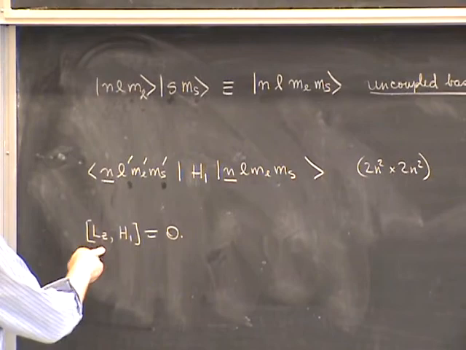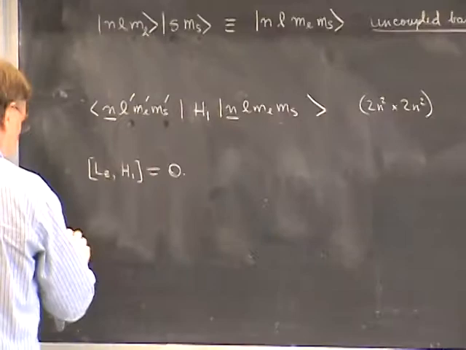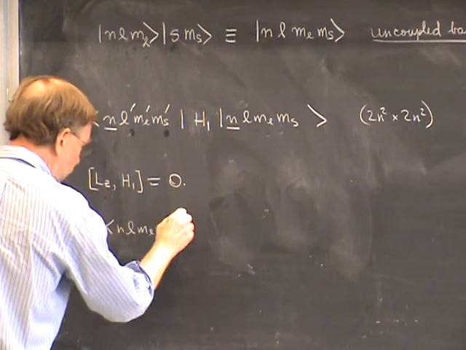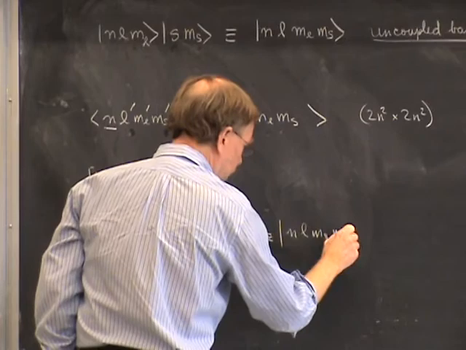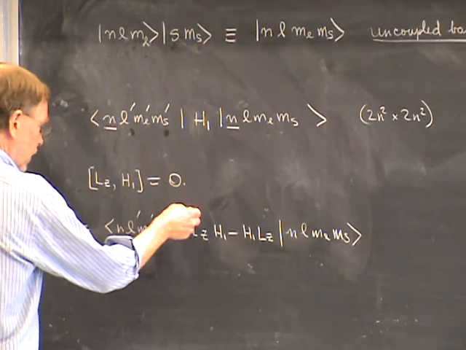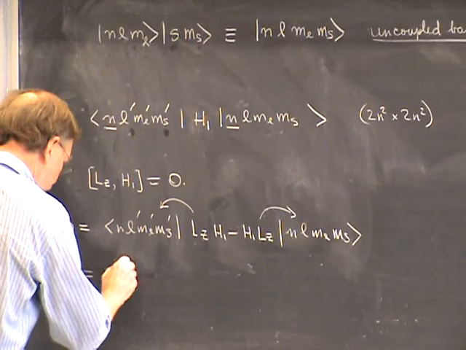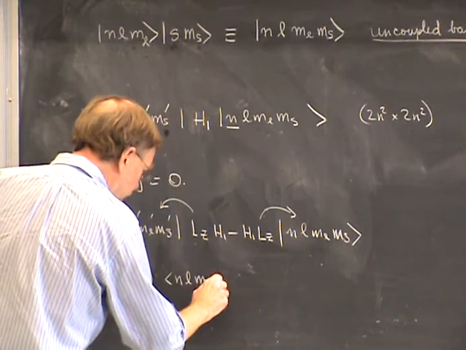Then if I take these two states and sandwich them around the commutator, I'm going to get 0. So 0 is equal to the bra n, l, m_l, m_s with primes on it, then L_z times H1 minus H1 times L_z, and then we have the ket n, l, m_l, m_s on the other side, which just follows from the commutator. Now the first L_z I can allow to act to the left, and the second one to act to the right. So this brings out m_l prime minus m_l. And then what's left over is the matrix element of H1 alone.